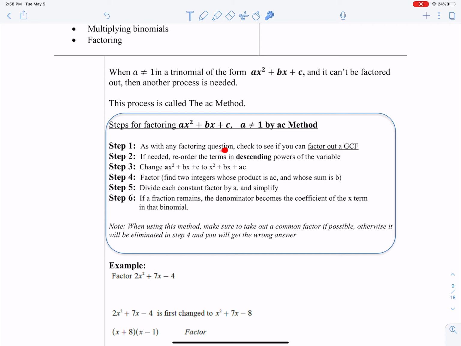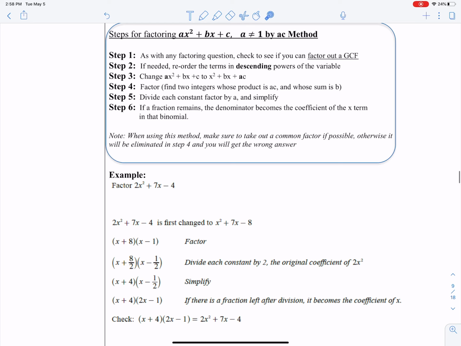As with any factoring question, first we check to see if we can factor out a greatest common factor. We need to do that first or it can mess up our factoring. This is our example. We look and see, is there a greatest common factor? We look at our x's first. X, no x, we can't take out a letter. 2, 7, 4. There's no number that goes into 2, 7, and 4. So that means there is no greatest common factor. So for this one, greatest common factor, no.